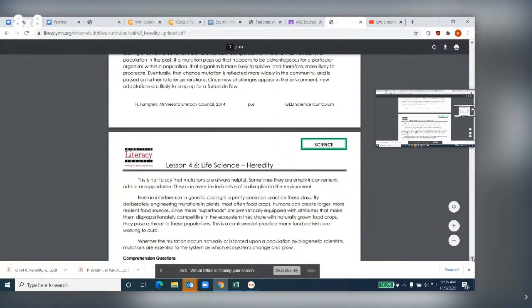Human interference in genetic coding is a pretty common practice these days. By deliberately engineering mutations in plants, most often food crops, humans can create larger, more resilient food sources. Since these superfoods are synthetically equipped with adaptations to make them disproportionately competitive in the ecosystem they share with naturally grown food crops, they pose a threat to this population. This is a controversial practice that many food activists are working to curb.